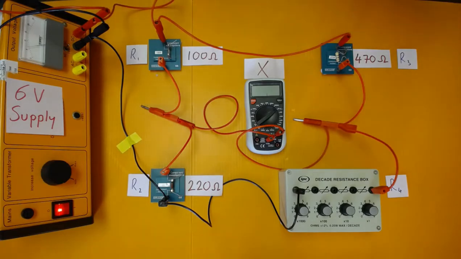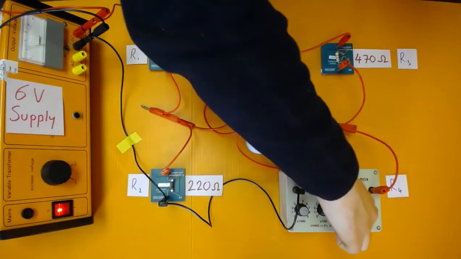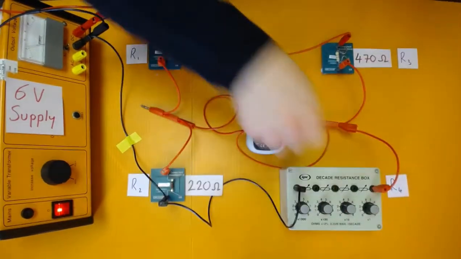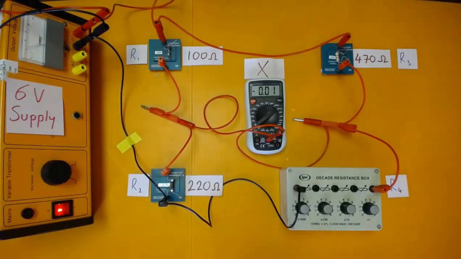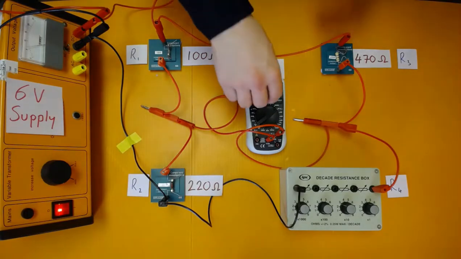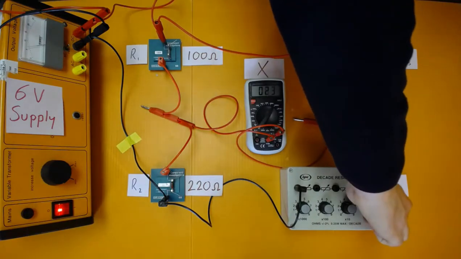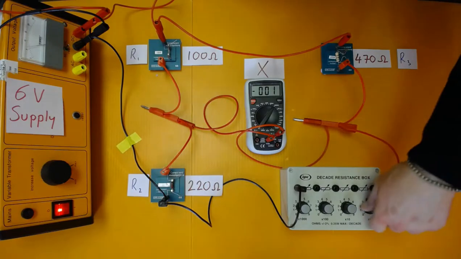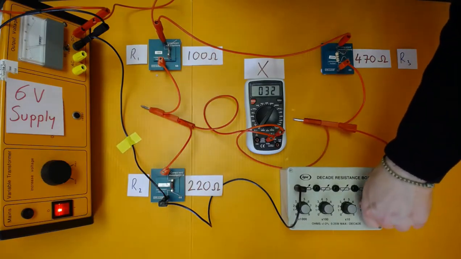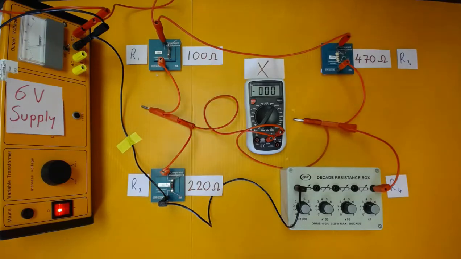So we're now going to set R4 to the value of 1034 ohms, which we've just calculated. And then we're going to switch on the multimeter to see whether it's balanced. As it's not completely balanced, we'll play about with it until it is. So we have a balanced Wheatstone Bridge at 1043 ohms.